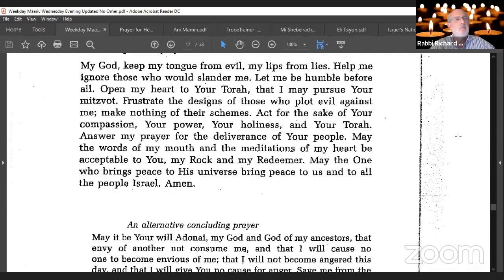My God, keep my tongue from evil, my lips from lies. Help me ignore those who would slander me. Let me be humble before all. Open my heart to your Torah, that I may pursue your mitzvot. Frustrate the designs of those who plot evil against me. Make nothing of their schemes. Act for the sake of your compassion, your power, your holiness, and your Torah. Answer my prayer for the deliverance of your people. May the words of my mouth and the meditations of my heart be acceptable to you, my rock and my redeemer. May the one... I'm going to ask you to stop there.